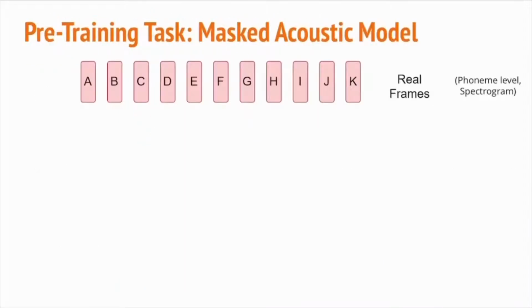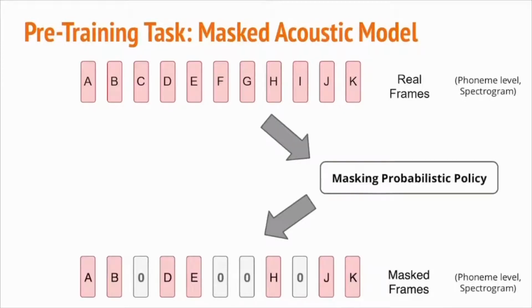Now, let's go into details about the proposed pre-training task, which we use to pre-train our transformer encoders. We will illustrate the pipeline from input to output. First, we have some real frames at the input. These frames are phoneme-level spectrograms. Next, we have a masking probabilistic policy that will mask frames to 0 at random. These masked frames will then be the input to our model during training.